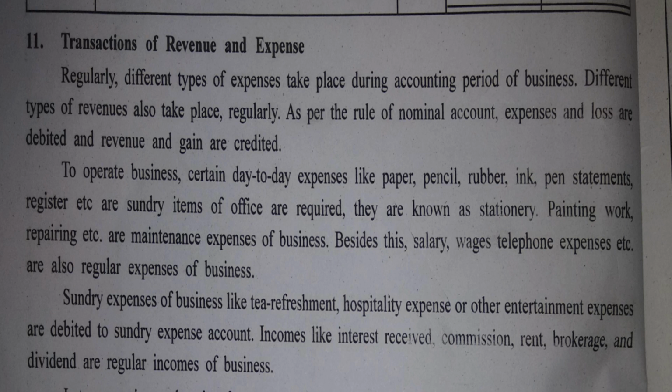Yes. So different types of expenses take place during the accounting period of business. Which is the accounting period of business? The accounting year. Yes, which starts on 1st of April, ends on 31st of March. And at the same time, different types of revenues also take place. So, as per the rule of nominal account, what is the rule of nominal account? Expenses and losses are debited and incomes and gains are credited.